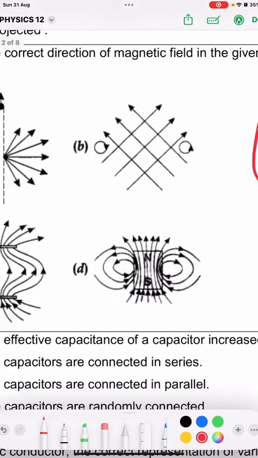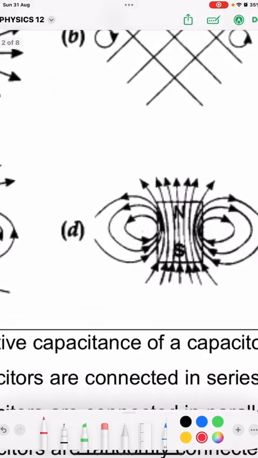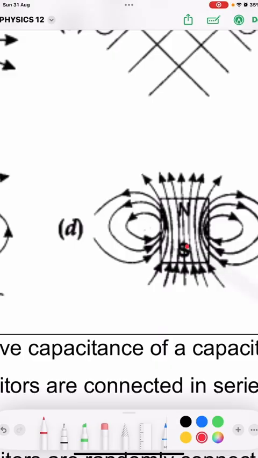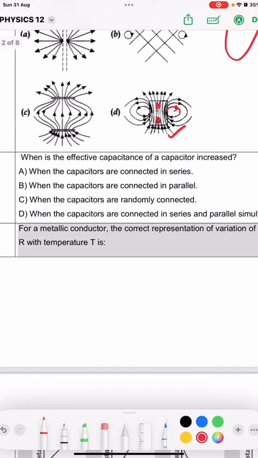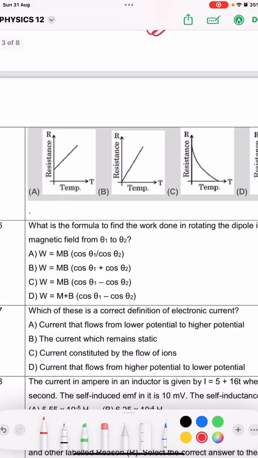In question number 3, 4 diagrams are there, which is correct. So this one seems correct. Magnetic field inside the bar magnet is south to north inside and north to south outside. So this is correct. Question number 4. When does the effective capacitance of capacitors increase? So capacitance is the sum of individual capacitances in parallel. So it increases in parallel. So option B.